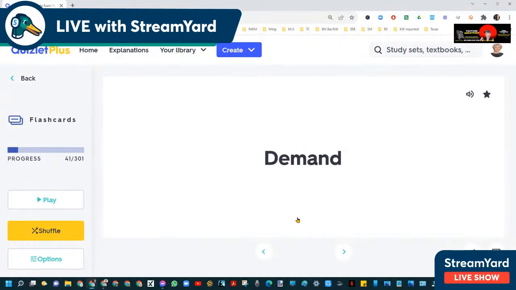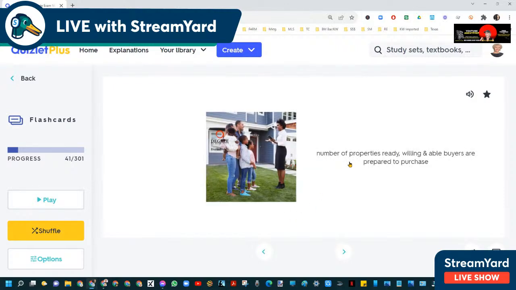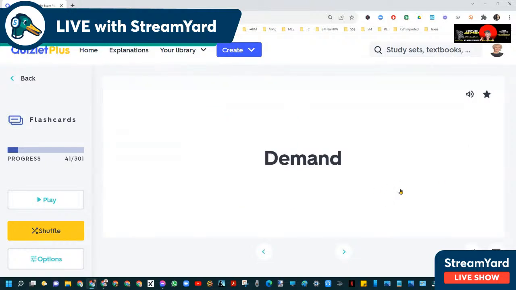Demand. So the number of properties ready, willing, and able buyers are prepared to purchase. That's the economics of demand and supply. It's an interesting way to write those words, right? There's a demand, that's the number of properties that buyers are prepared to purchase. So buyers are demanding a number of properties to purchase. And these are ready, willing, and able buyers, right? They're pre-approved, they're ready to go buy, they've got the funds. So that is demand.